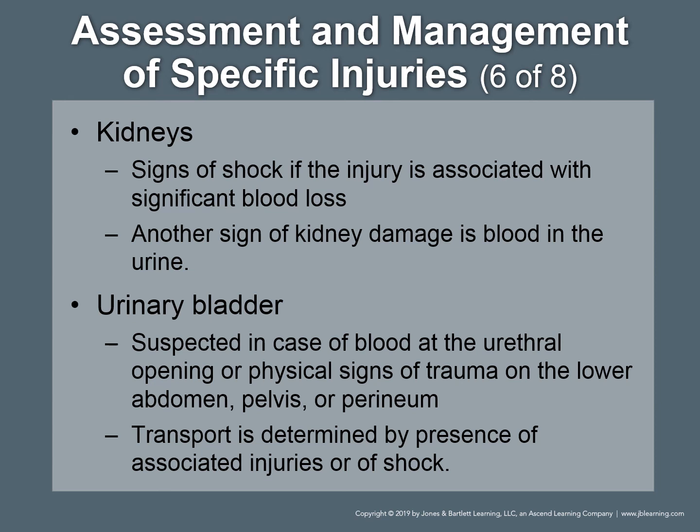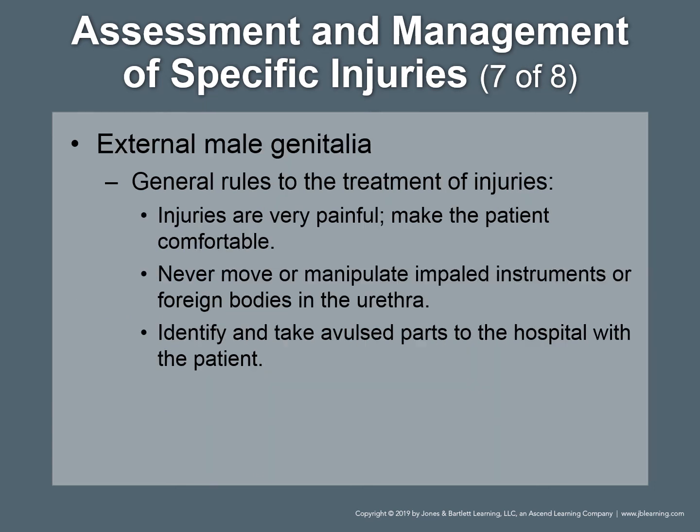So your kidneys, these are signs of shock. Not a lot you can do to treat them. You just have to treat the signs of shock, but they will bleed. And kidney injuries can also cause the patient to have renal failure, which will require dialysis. And then you have your urinary bladder. This usually can rupture. You get urine in the abdominal cavity, which can cause sepsis and a lot of abdominal pain.